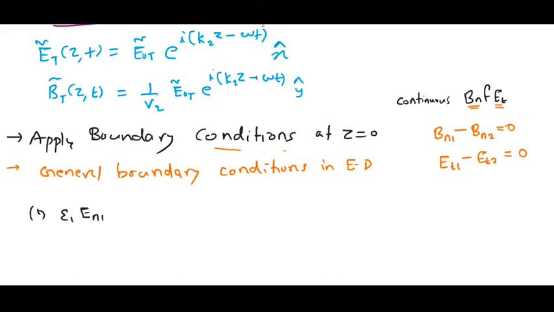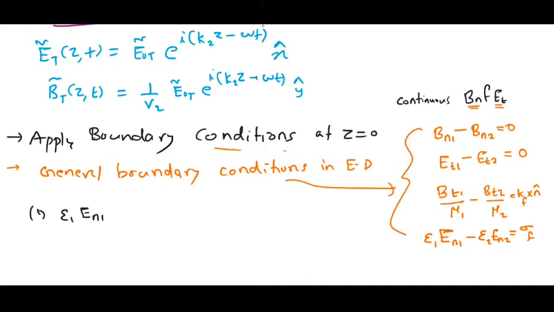All other components are discontinuous. That is, the tangential component of the magnetic field is discontinuous. One can easily write: BT1 by mu1 minus the tangential component of the magnetic field in medium 2 by mu2 is nothing but the free current density, Kf cross n cap. Then another discontinuous component is the normal component of the electric field: epsilon 1 En1 minus epsilon 2 En2 is equal to sigma f. These are the general boundary conditions in electrodynamics.